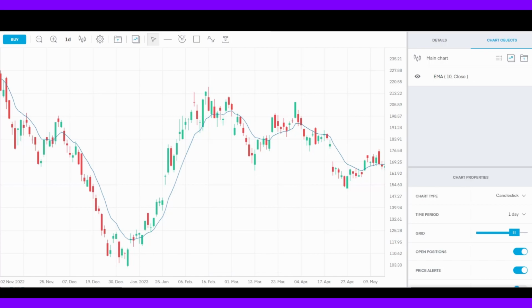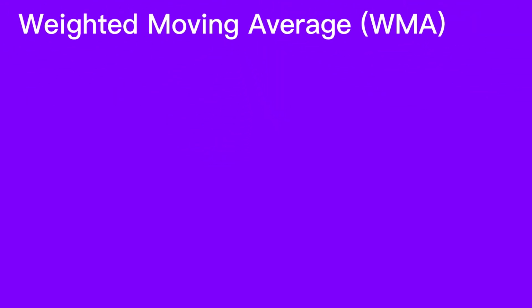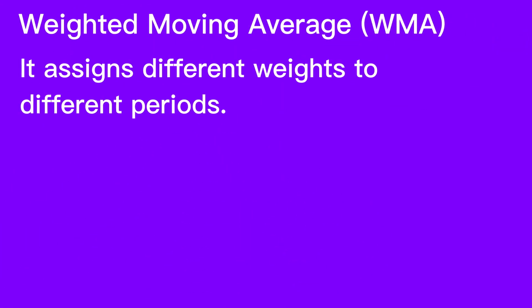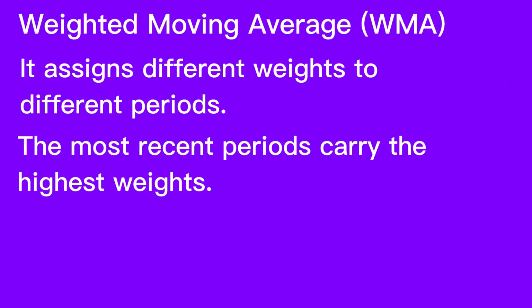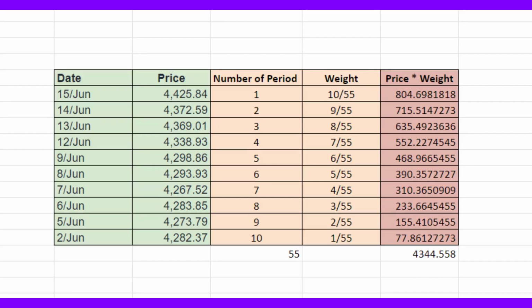Finally, let's explore the weighted moving average, WMA. This type of moving average assigns different weights to different periods. The most recent periods carry the highest weight, while older periods carry lower weight. The formula for calculating the WMA involves multiplying each period's price by a predetermined weight and then summing up these weighted prices. The formula is broken down into 4 steps.